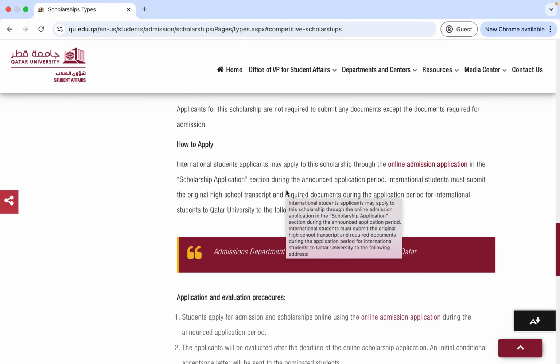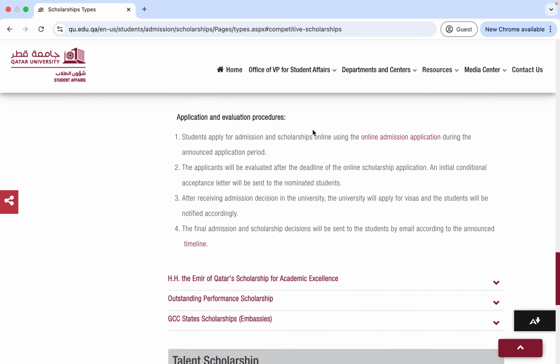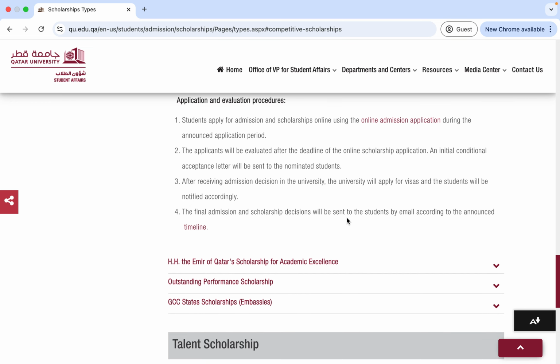So you don't have to submit any other additional documents. The only documents which you use in applying for the university or for the course of study in this university are sufficient for the whole procedure. So, application and evaluation procedure: students apply for admission and scholarship using this online. We talked about it. The applicants will be evaluated after the deadline of the online scholarship application.